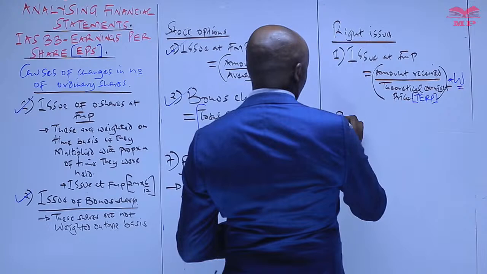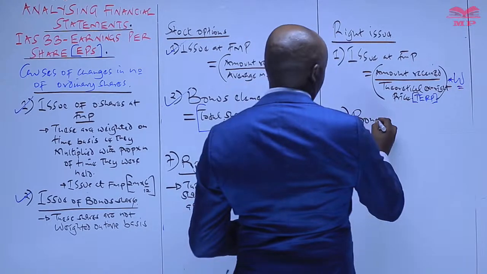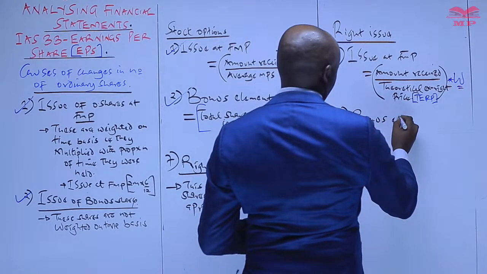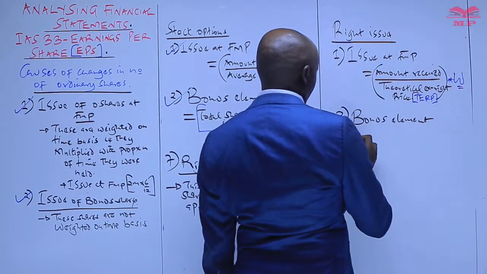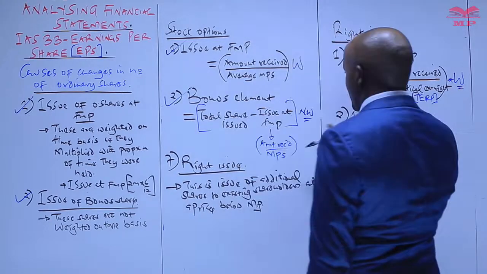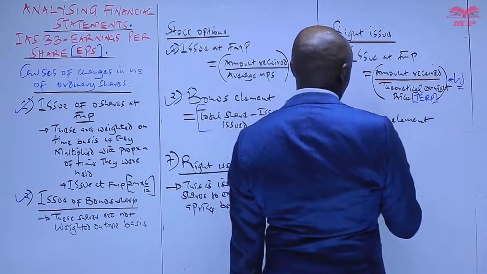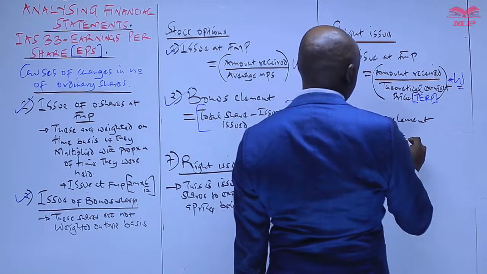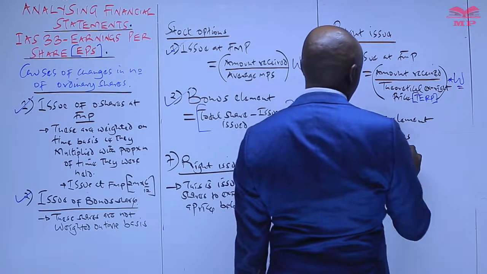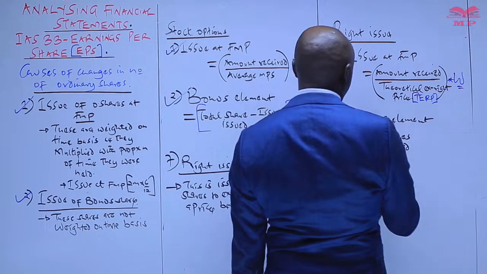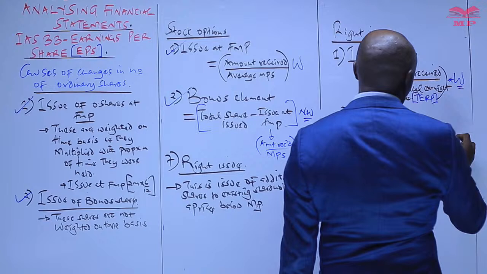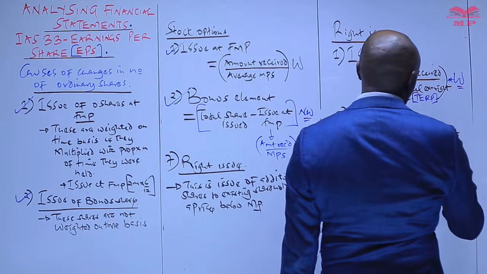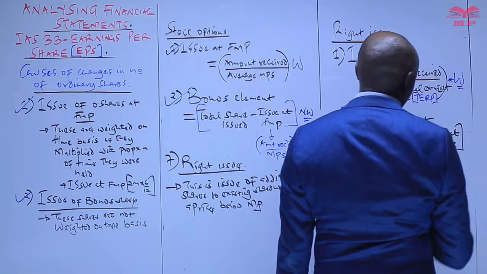And then number 2, you determine the bonus element. Bonus element, these are shares issued free of charge. And the formula which we have used here also applies here. So compute the total shares which were issued, and then minus issue at full market price.